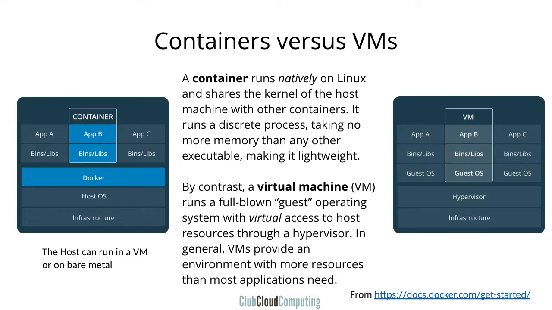So let's have a look at the difference between containers and virtual machines. If you look at the left, you'll see that there's this container running an application together with its libraries, facilitated through a Docker daemon that then runs on a host operating system. So multiple containers share the same host operating system. By the way, the host itself can run either on virtual memory or on bare metal.